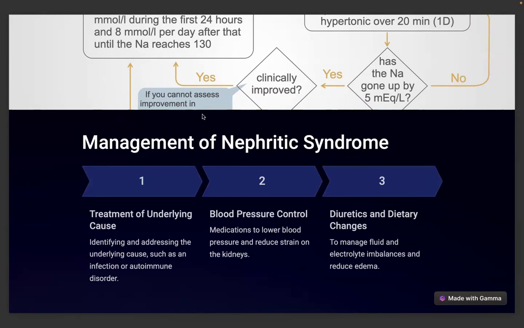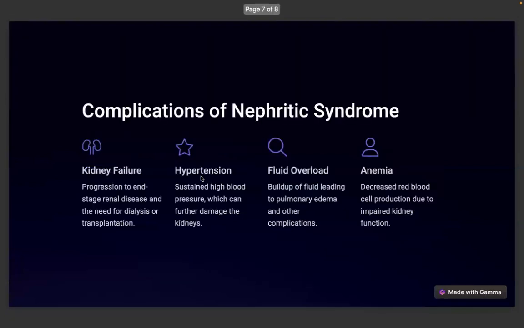Also, we need to treat the cause. I said earlier that in nephritic syndrome, the majority of cases are because of an autoimmune disease. So we need to identify this disease and treat it.